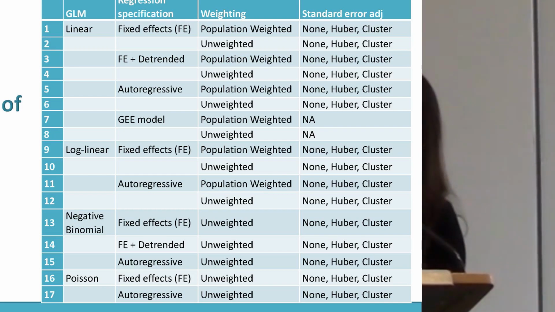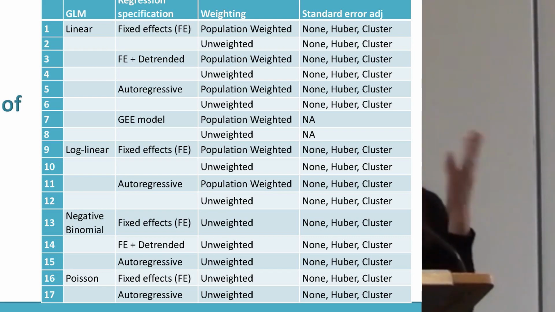We did different GLMs. We had linear, log linear, negative binomial, Poisson. We had different regression specifications from simple two-way fixed effects models to autoregressive models, which controlled for lags. We had population weighted, no weighting, and we did a bunch of different standard error corrections, cluster adjustment, Huber adjustment.